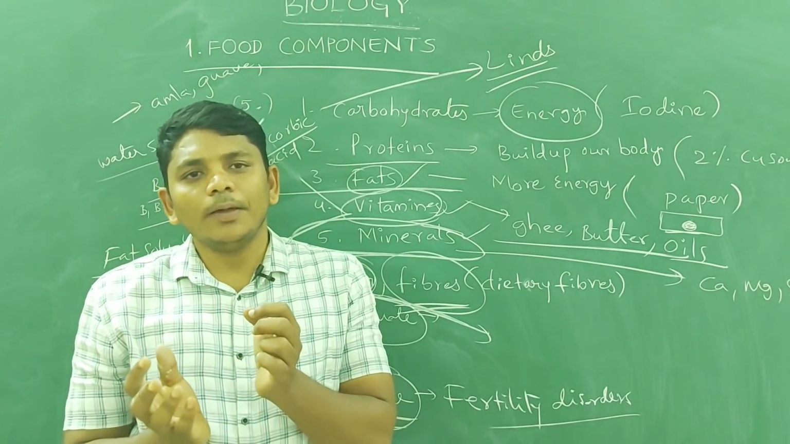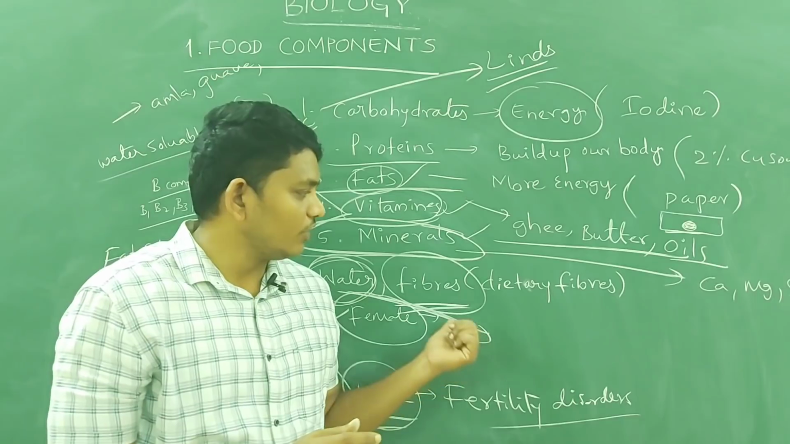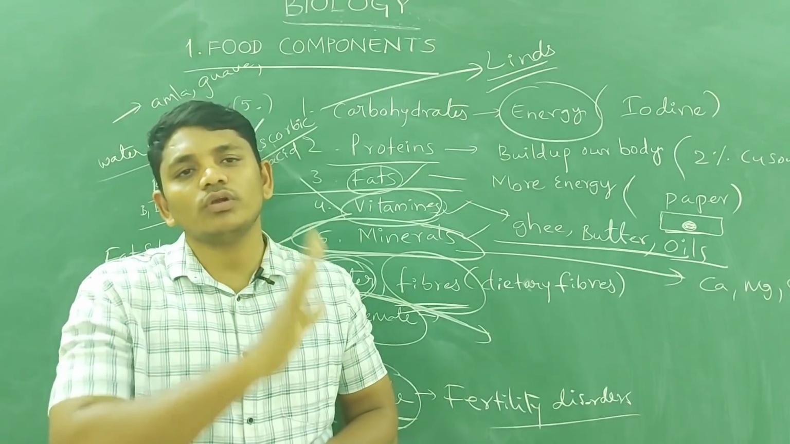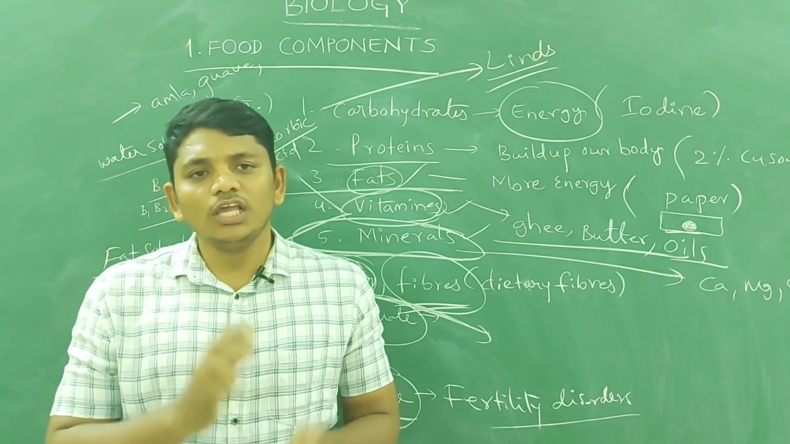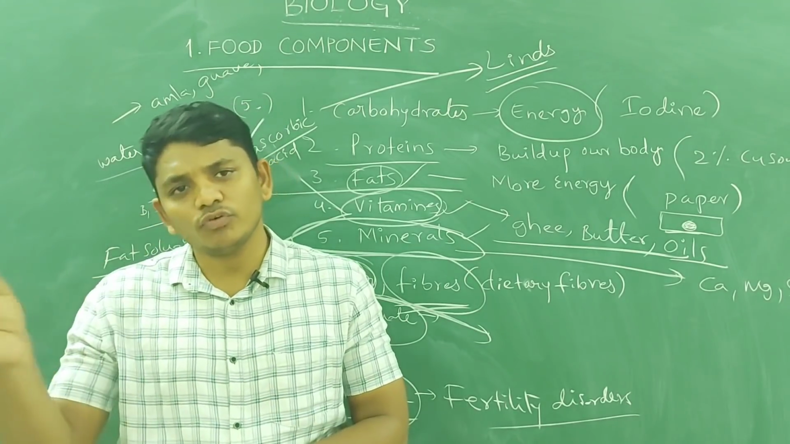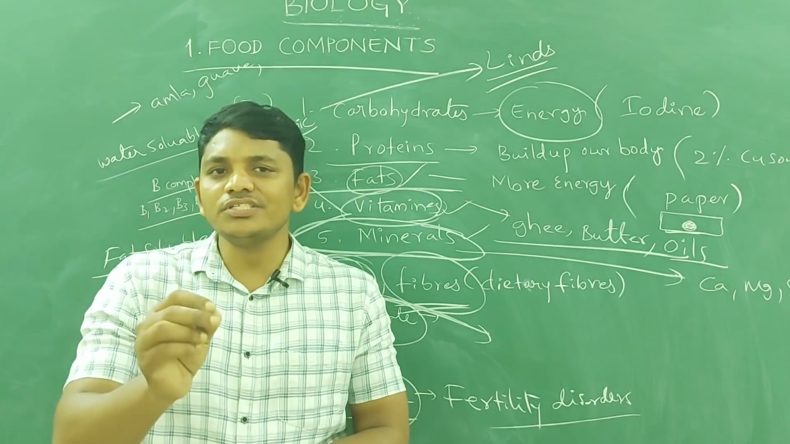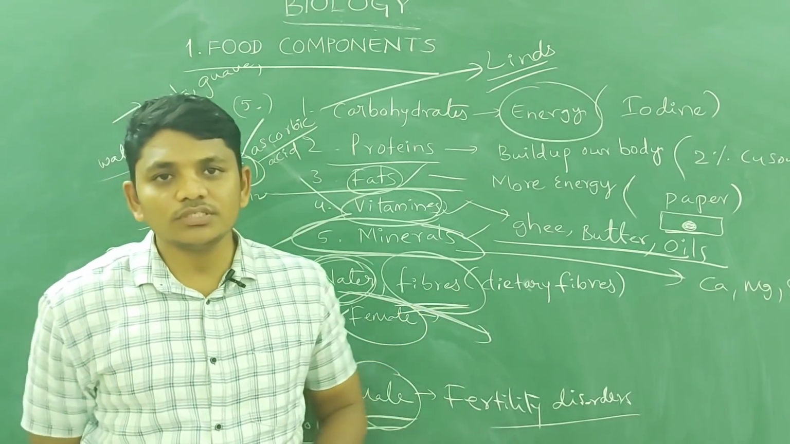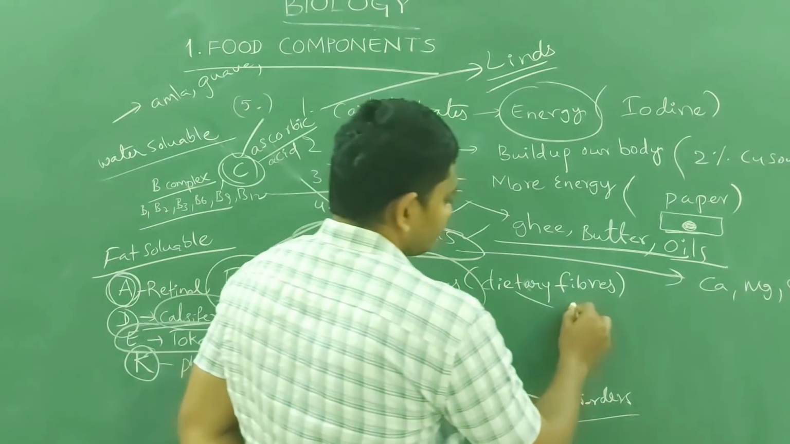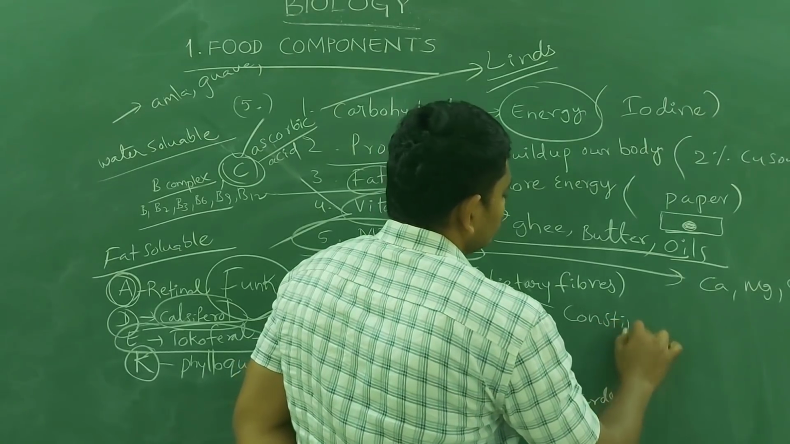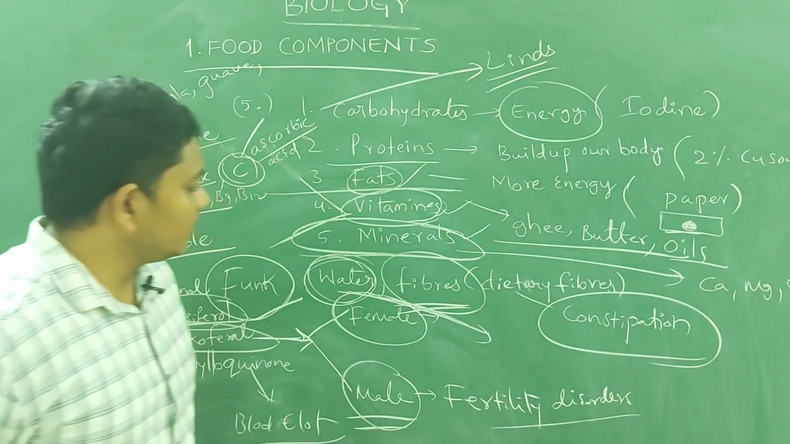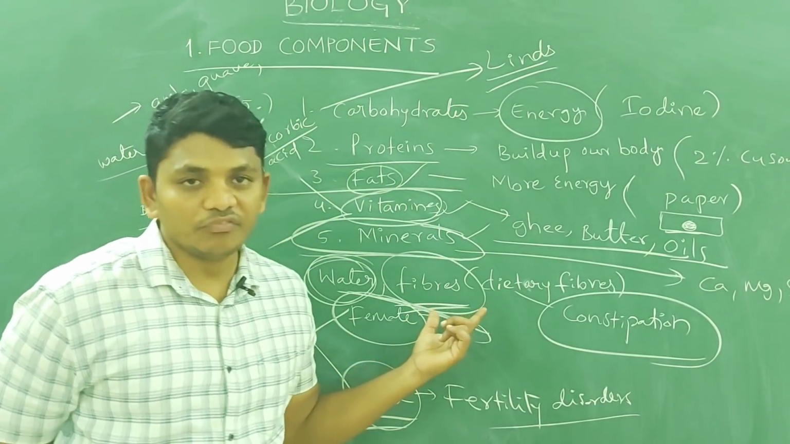Okay, so for better digestion, dietary fibers are very important. They only help in digestion. If there is a deficiency of dietary fibers in our food material, then we will face a disease called constipation. Constipation occurs only in the deficiency of dietary fibers.